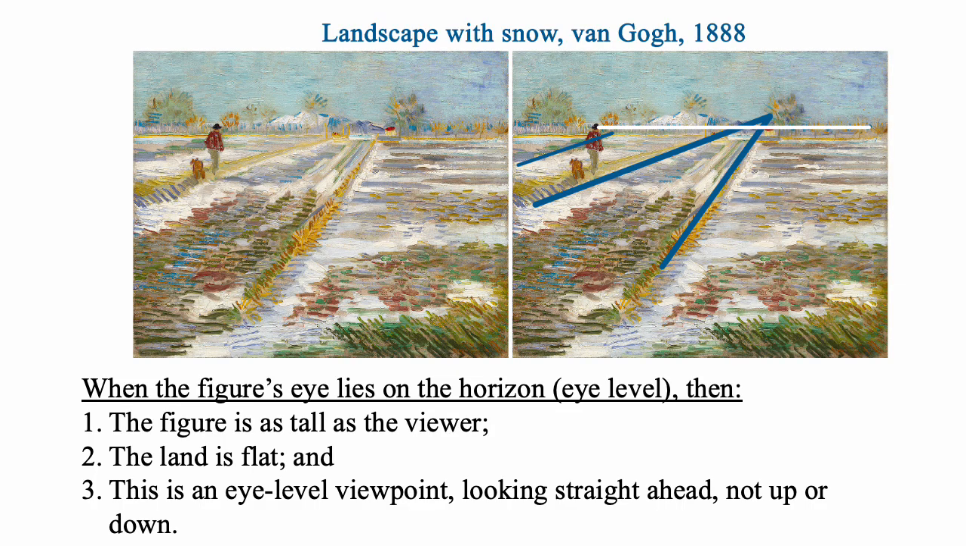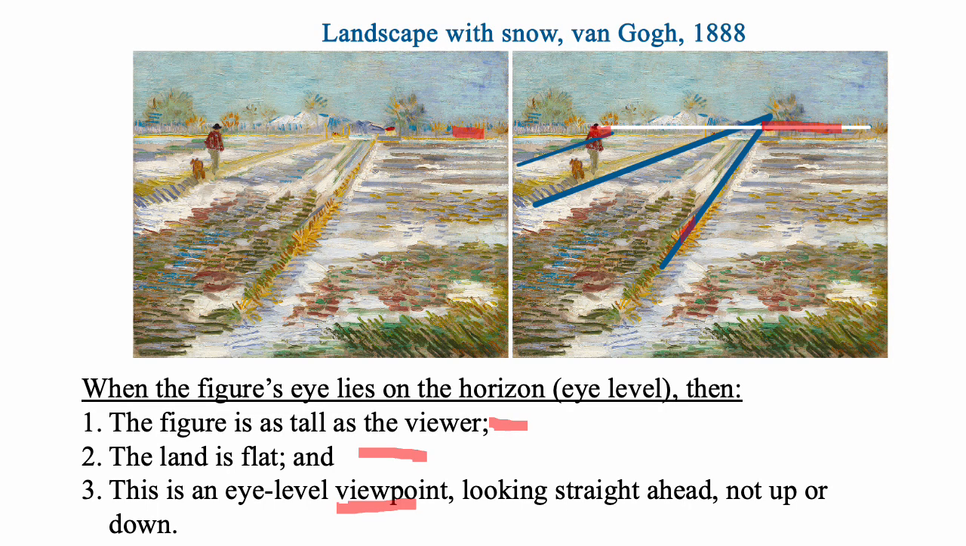Let's start with this beautiful painting where the perspective is perfect. We have a horizon line here that goes through the eyes of the figure. Remember, the horizon line is the eye level of the viewer, so if it goes through the eyes of the figure, it means the figure is as tall as the viewer, the land has to be flat, and the viewer must be looking at an eye level viewpoint, meaning looking straight ahead, not up or down.